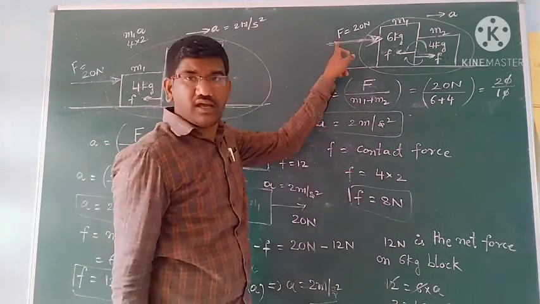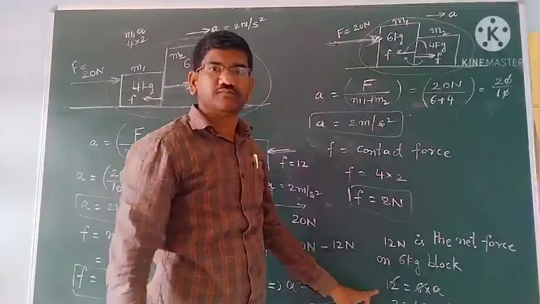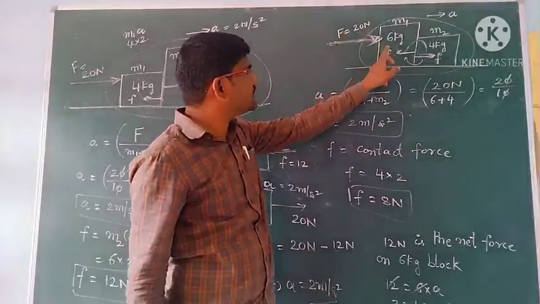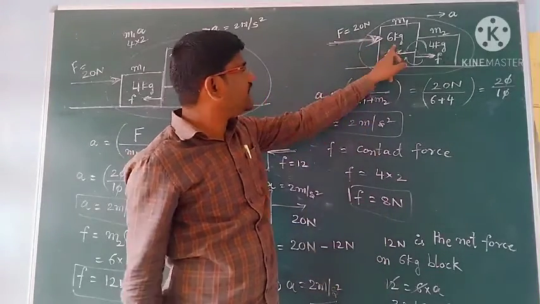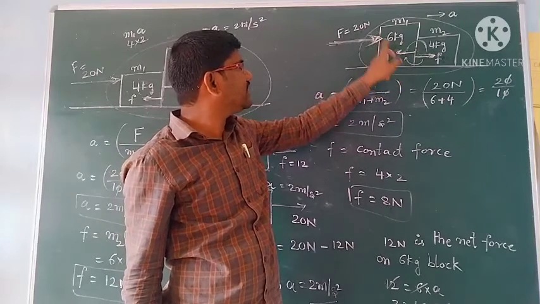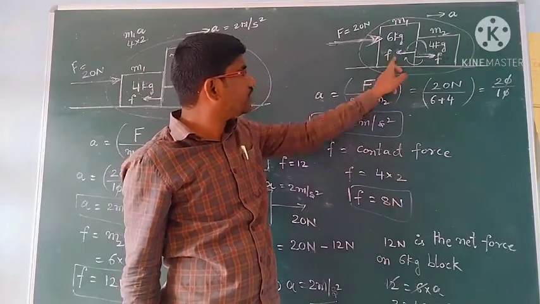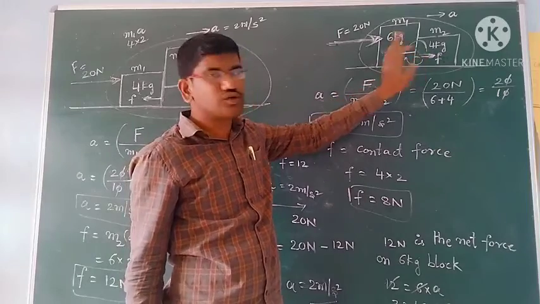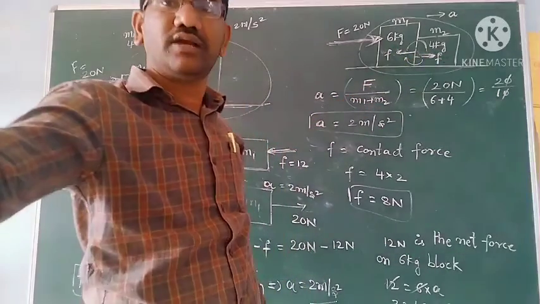Out of the 20 newtons applied force, only 12 newtons is utilized to accelerate this. The remaining 8 newtons, 20 minus 12, is counterbalanced by this force. It is trying to stop it. That is about contact forces.